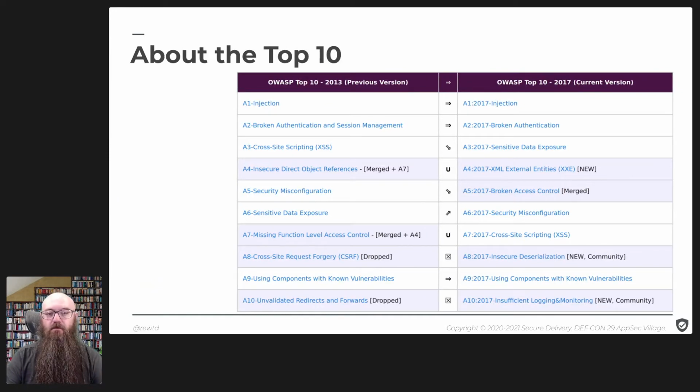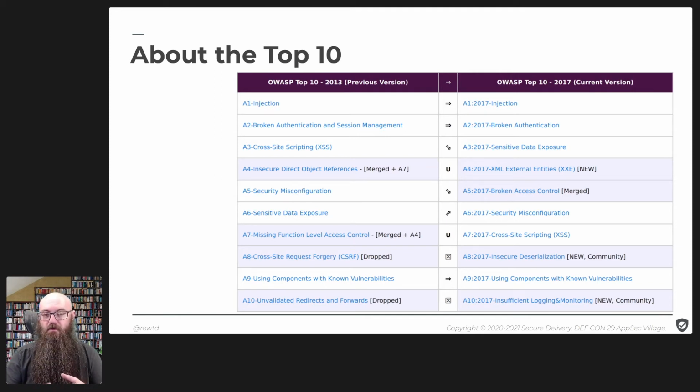Briefly, the top 10, because there are full presentations of the top 10, and heck, I even have a couple myself, are currently the items on the right of this table. Those on the left are from the previous version, which was released 3-4 years prior to this one. As you can see, the changes are fairly minor, right?